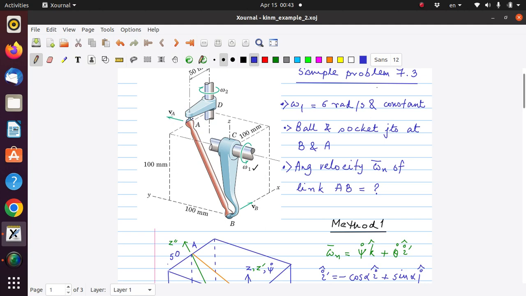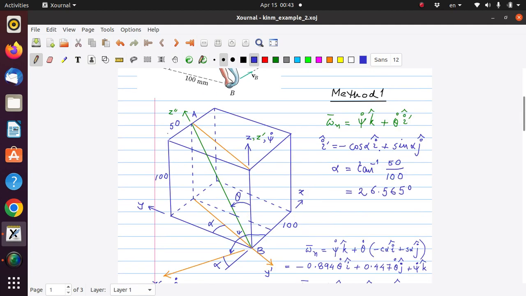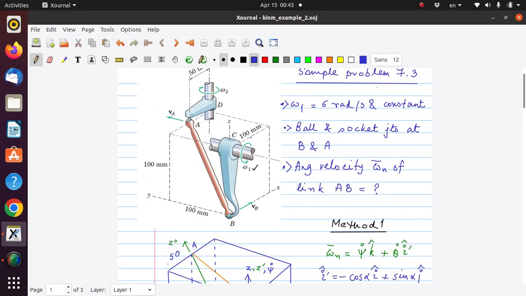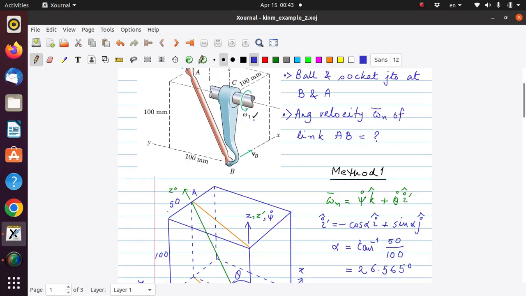And we have to find out the angular velocity of the link AB, which is denoted by omega n vector. So this is the first method. So what we do actually here, this x, y and z axis are parallel to the inertial reference, and it is translating with respect to the inertial reference with the velocity VB. So we can define the rotations with respect to x, y and z.